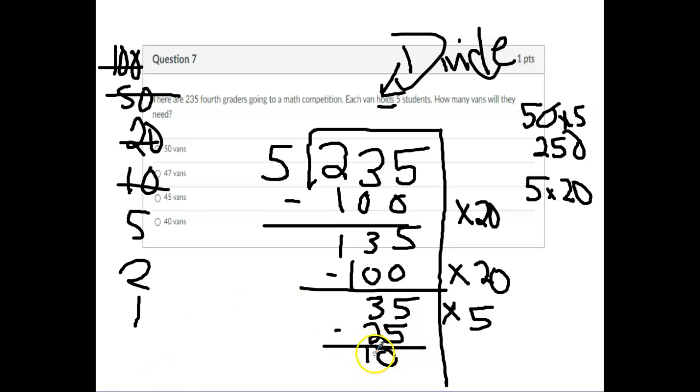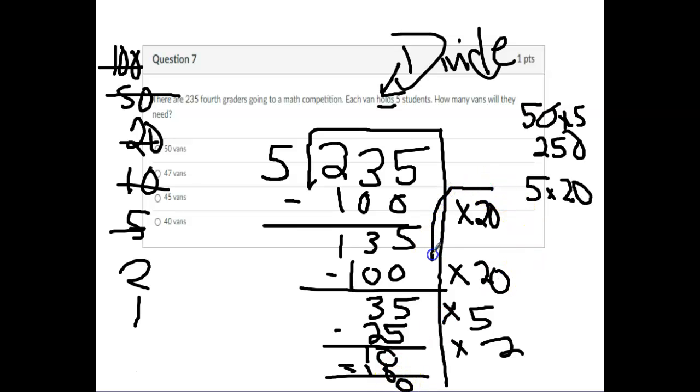Ooh. So I'm almost there. Can I use another 5? No, because 25 is too big. So let's try 2. What is 5 times 2? 10. And we're right where we need to be. 10. So now we're going to subtract and get 0. So there's no remainder left over.